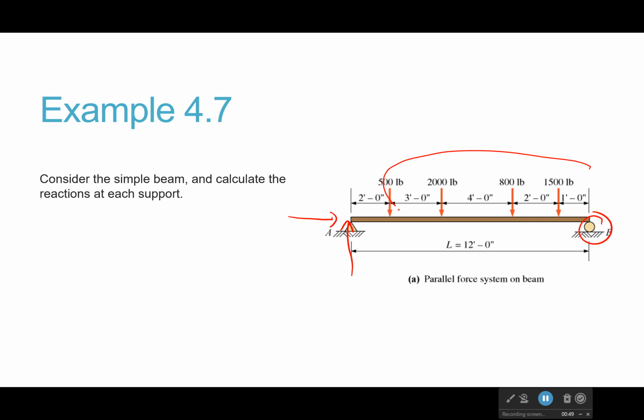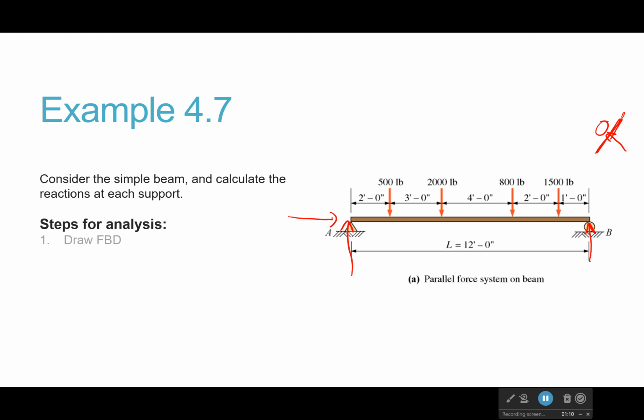But in this case, you see all the forces are pointing down. It kind of makes sense that this force should be pointing up. Similarly, for a roller, I only get one force, and that force is perpendicular to the ground that the roller is on, so straight up in this case. If it was on an angled surface, it would be perpendicular to that surface, so be very careful about that.